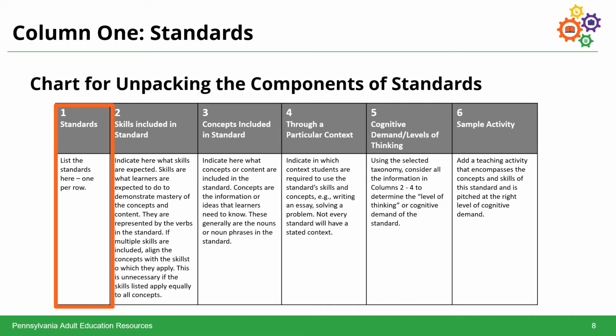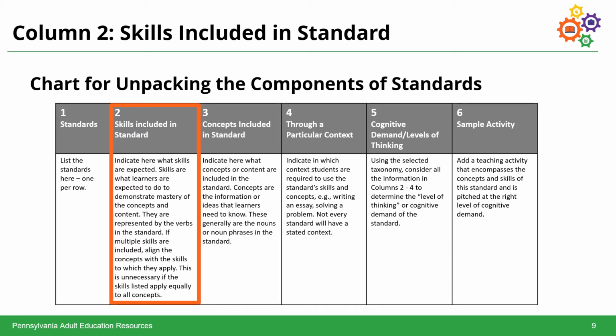Column 1 is where the standard is listed. This is where you would list the CCR standard, including the level. Column 2 asks us to indicate what skills are expected. Skills are what learners are expected to do to demonstrate mastery of the concepts and content. They are represented by the verbs in the standard.